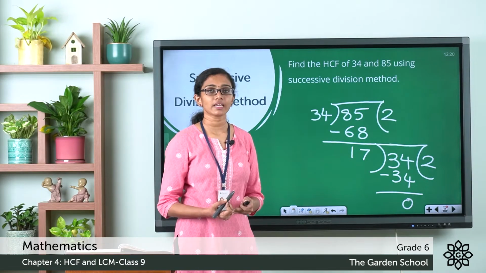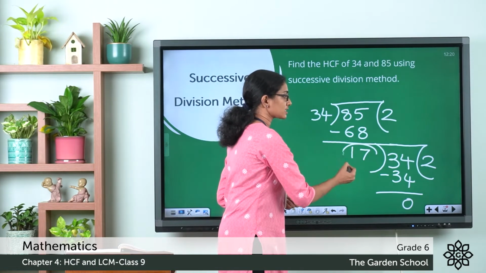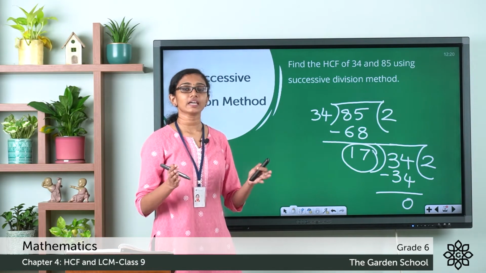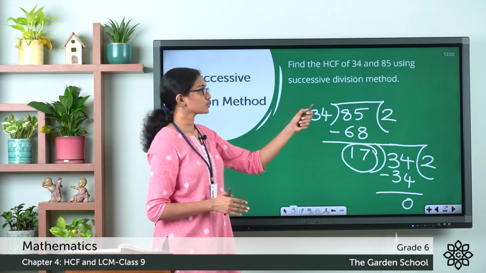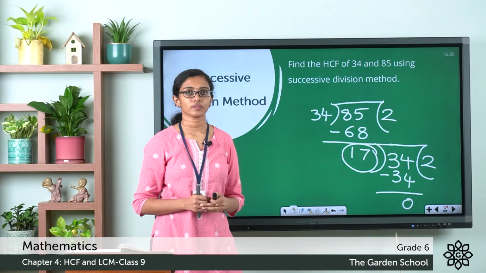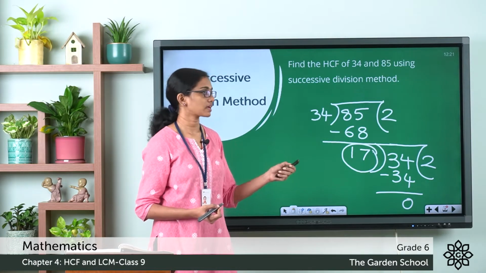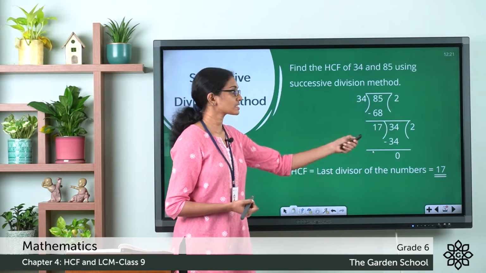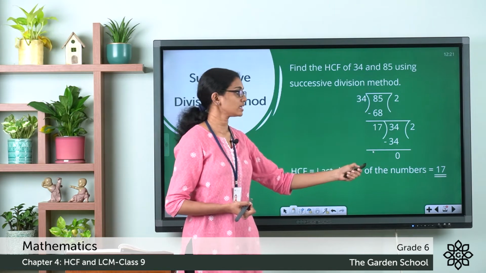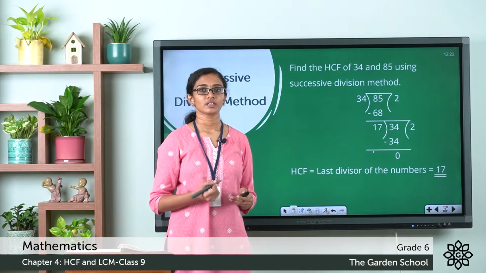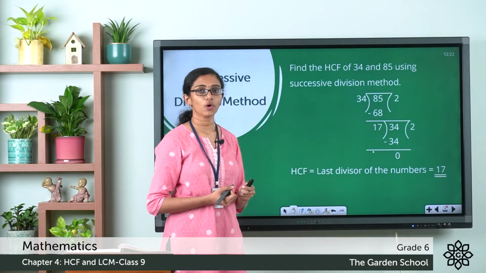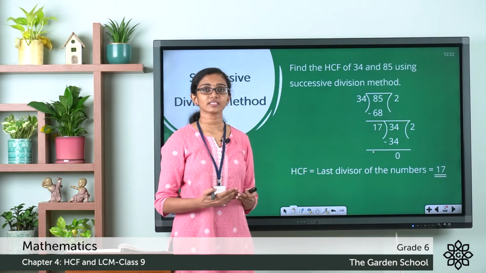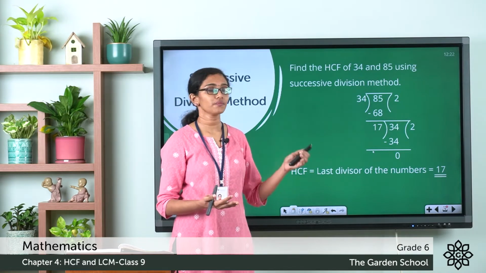The last divisor we used, that is the number 17, so that the remainder became 0, is the HCF of the two numbers 34 and 85. So in the successive division method, you keep on dividing till you get the remainder as 0, and the last divisor you use is the HCF of the given numbers. Here, the HCF of 34 and 85 is equal to 17. So this was the case when we had to find the HCF of two numbers.